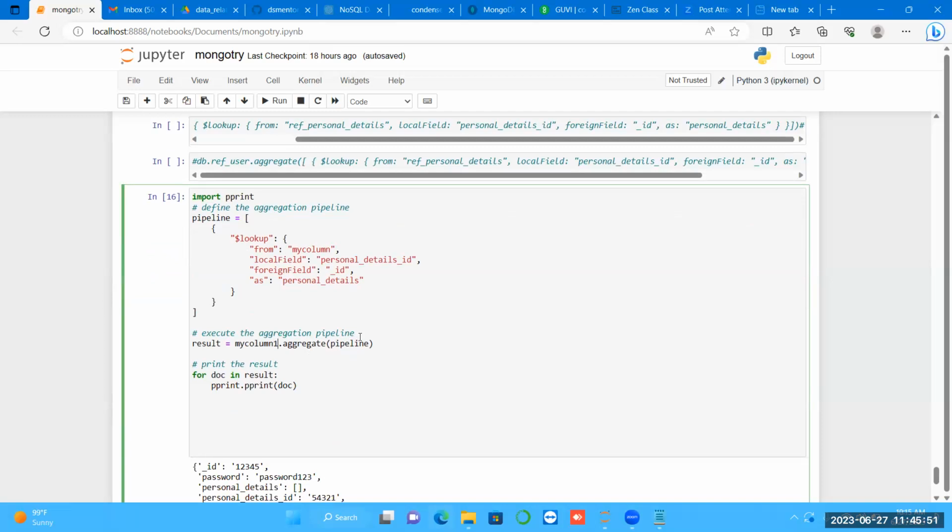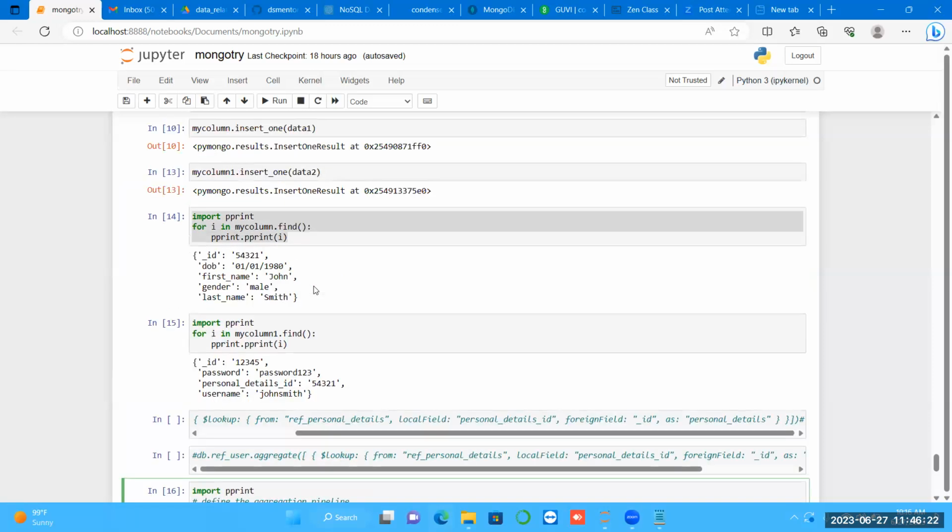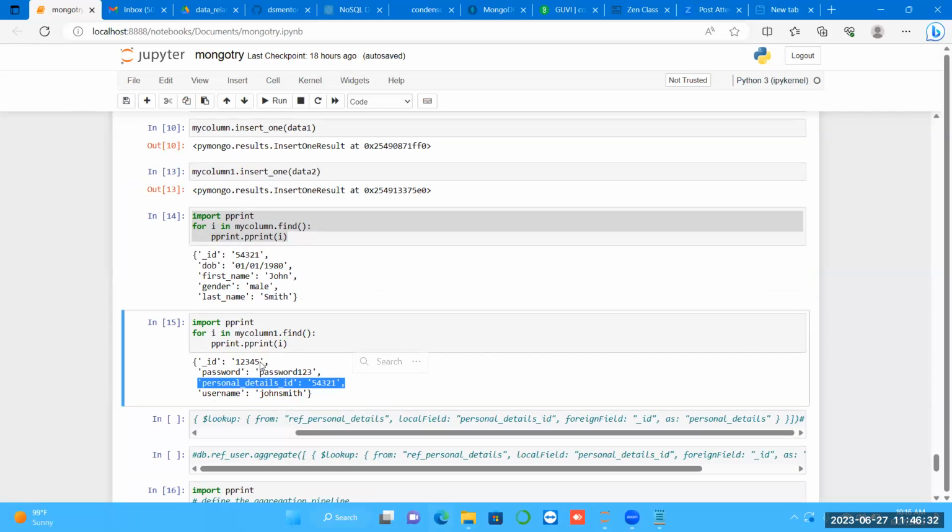In the pipeline, yes, sir. From is our personal details. So the personal details table in your case is my column. My column 1 is your user table. Please verify what I'm saying. Local field means, from the user table, you are using the field personal details ID. That should be in your local field.